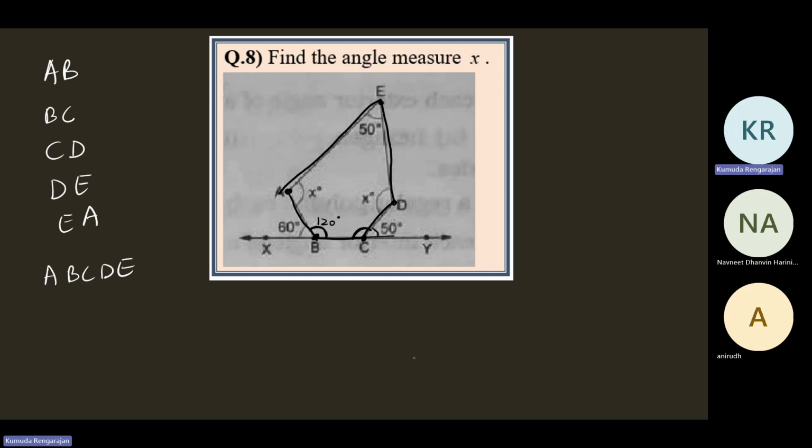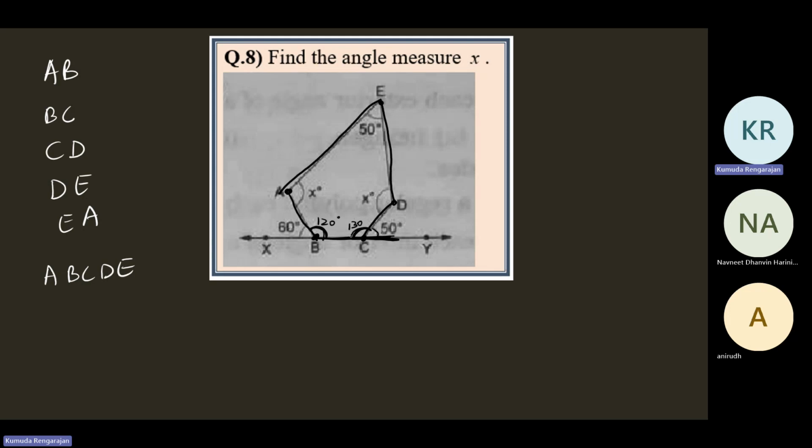Yeah, Navneet, Harini. 150? Yes, ma'am. Linear pair, how will it make 150? Ma'am, 130. 130 plus 50 is 180. 120 plus 60 is 180. So the measure of this angle is 120.